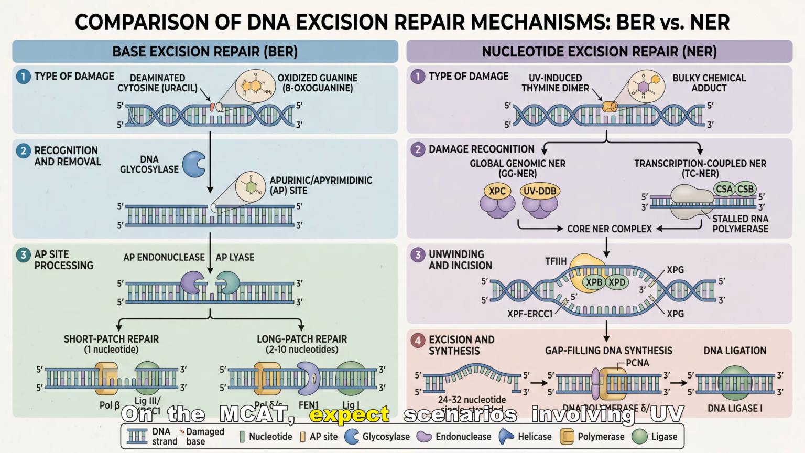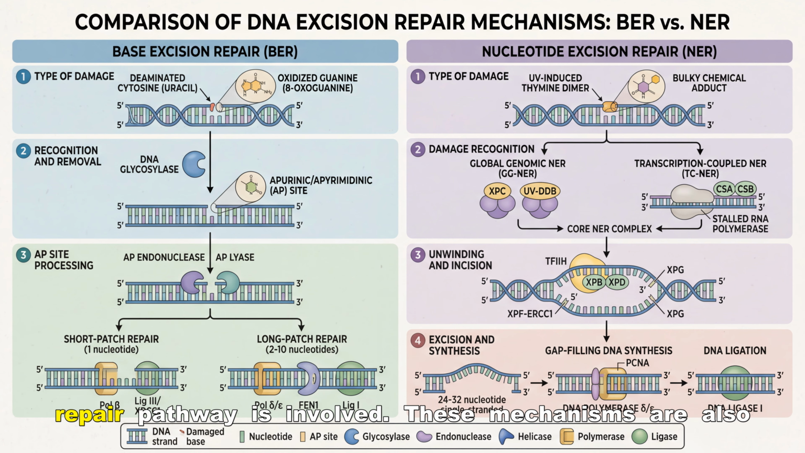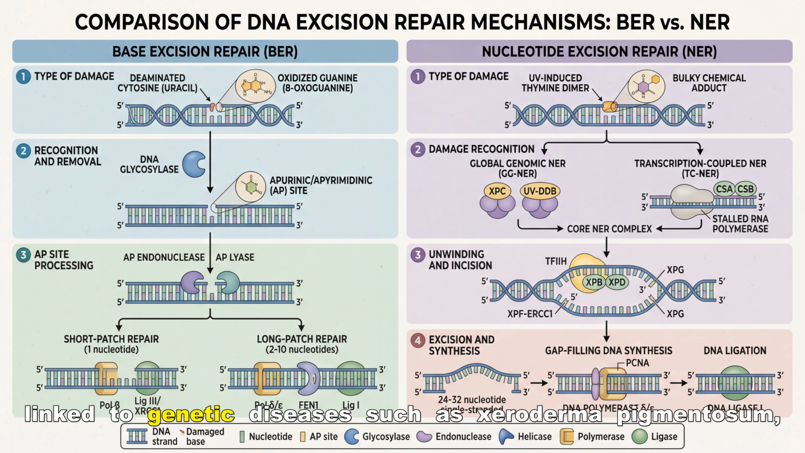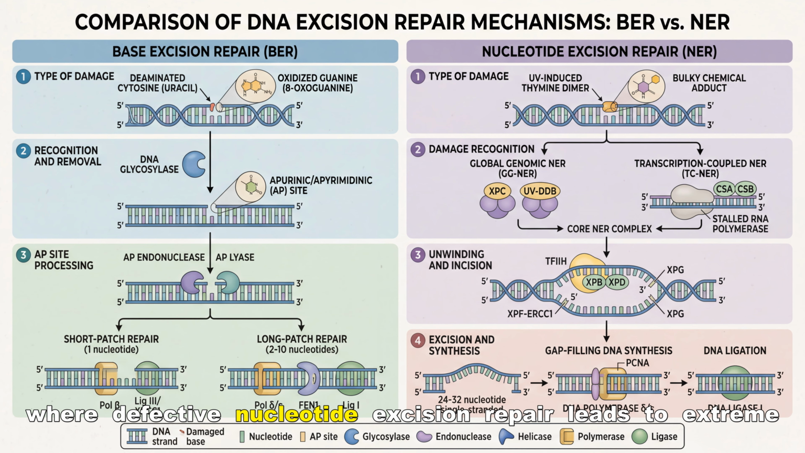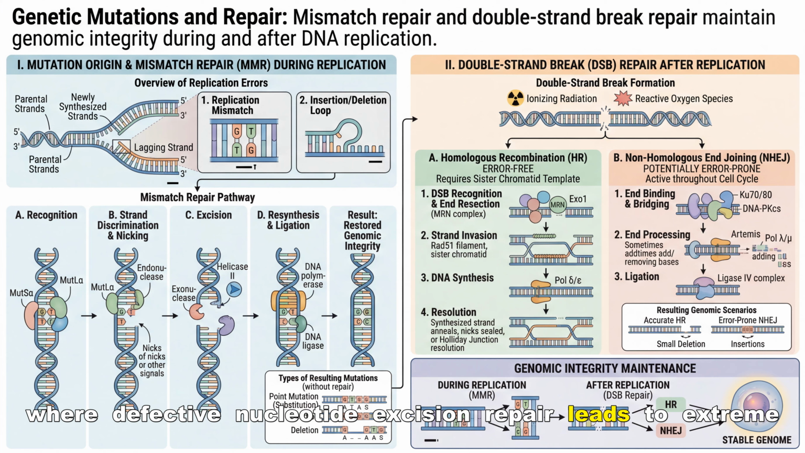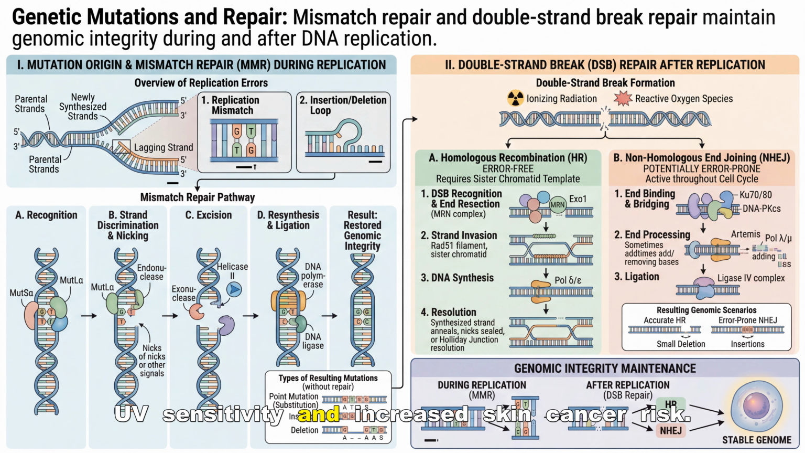On the MCAT, expect scenarios involving UV damage or chemical exposure and be asked which repair pathway is involved. These mechanisms are also linked to genetic diseases such as xeroderma pigmentosum, where defective nucleotide excision repair leads to extreme UV sensitivity and increased skin cancer risk.